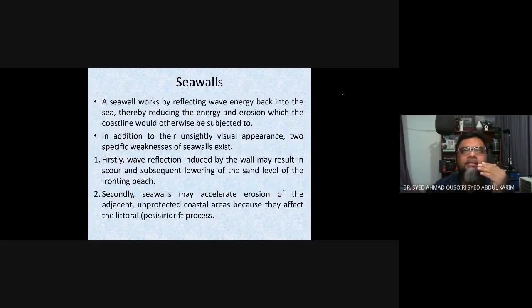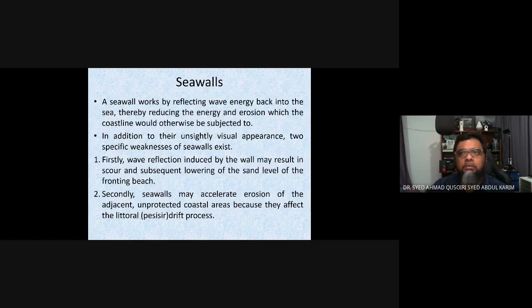So by having the seawall, we are basically reflecting the energy from the wave. We are sending it back to the sea. So this reduces the energy of the erosion. And you can see that even before the waves come to the seawall, they are being broken up into smaller waves, okay, by the rocks, the boulders. So there are two specific weaknesses of seawall.